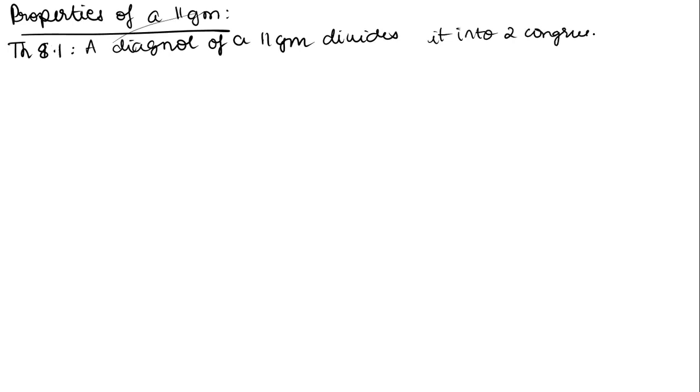Now theorem 8.1, what does it say? That a diagonal of a parallelogram divides it into two congruent triangles. Meaning, suppose I have a parallelogram here, ABCD. The diagonal, let's say diagonal DB, divides this parallelogram ABCD into two congruent triangles ADB and DBC. This is what we have to prove, right?